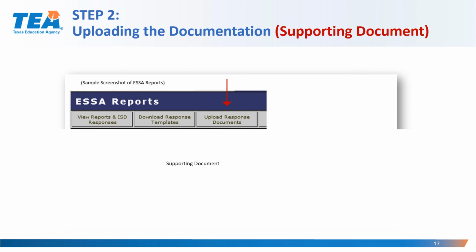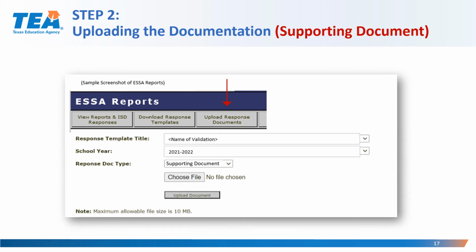Uploading documentation is similar to uploading the response document that included the submission packet, which was a cover page and the checklist. However, this time we ask that you upload one documentation file in PDF format. To upload the documentation, you will need to access the ESSA Reports application and locate the Upload Response Document button towards the top of the screen. You click on the button for the menu items to appear. For Response Template title, you will select the response template for the actual random validation program requirement that your LEA was selected for to submit documentation.